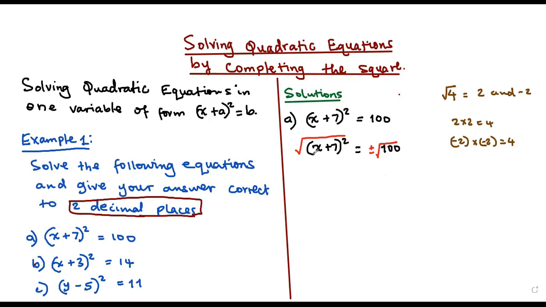So if we take the square root on both sides, this squared will go with this square root. So we remain with x plus 7 is equal to plus or minus the square root of 100. So you see that this will be x plus 7 is equal to, what is the square root of 100, student?